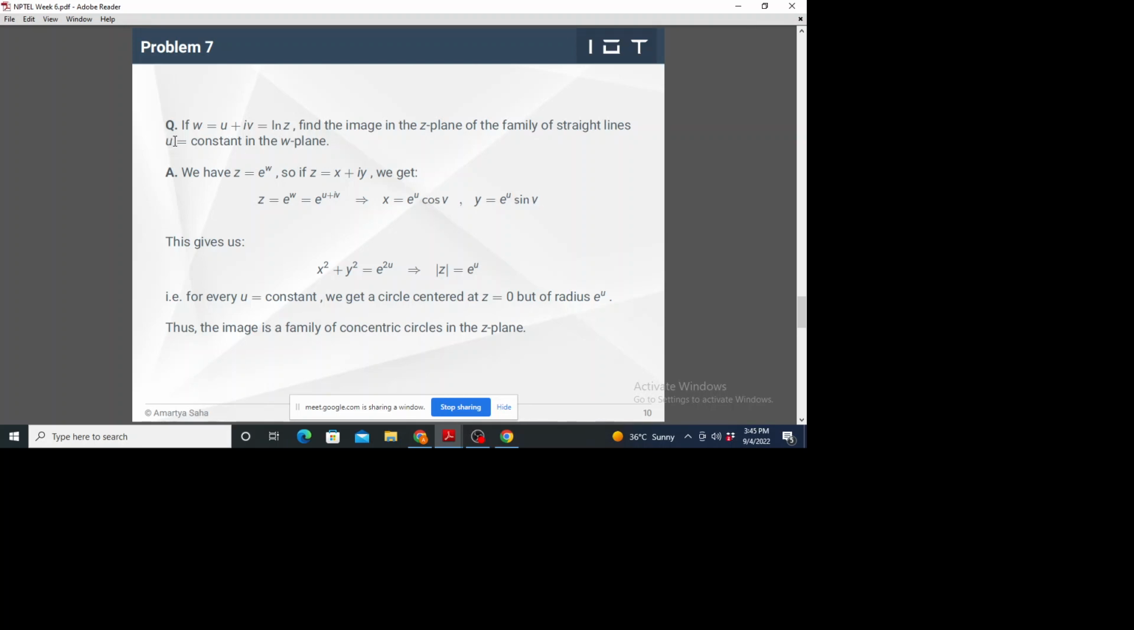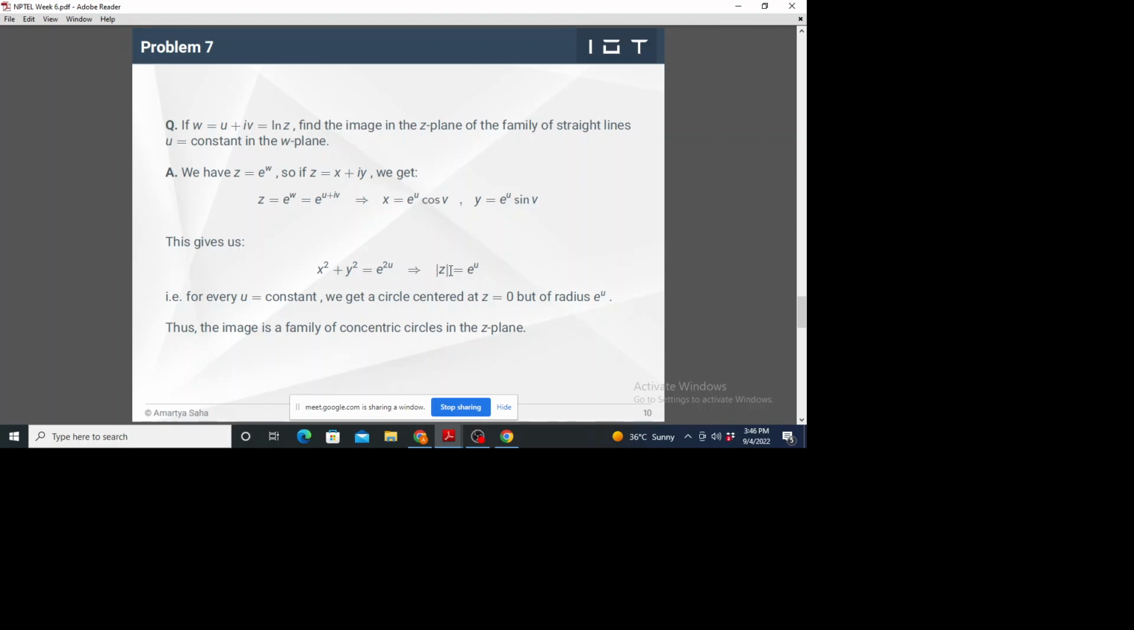So here we are given the constraint on u. So u is constant, a constraint on u, but that says nothing about v. So v is free to evolve in any way. That is why, from x and y here, we have to eliminate v, and the easiest way is to do this: x squared plus y squared equals e to the power 2u. That is why we have eliminated v.